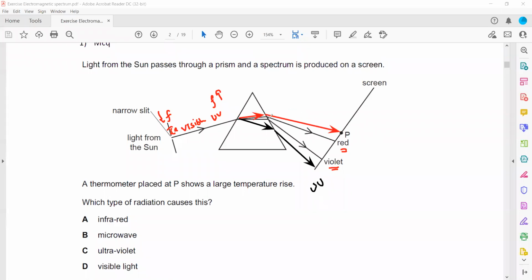red. So in the question, a thermometer is placed, and a thermometer is used to identify or measure or detect the heat radiation. So a thermometer is placed at P, and that shows a large temperature rise. So why a large temperature rise? Because the thermometer can detect which radiation? It can detect infrared radiation. That's why A is the right answer for this. Is it clear, this one?